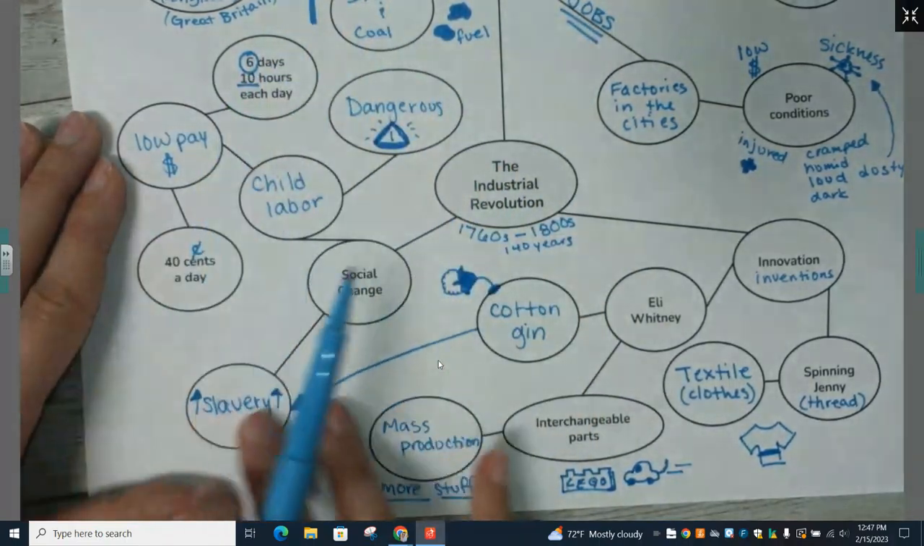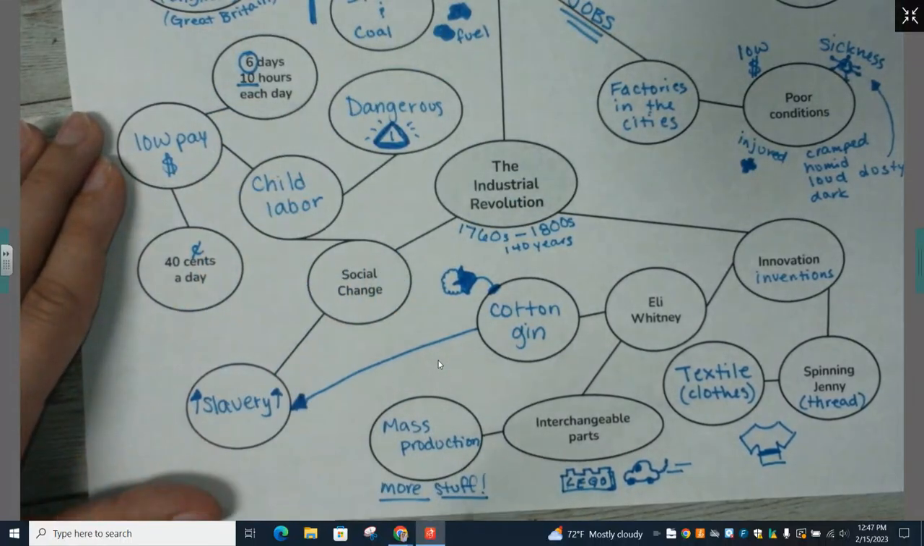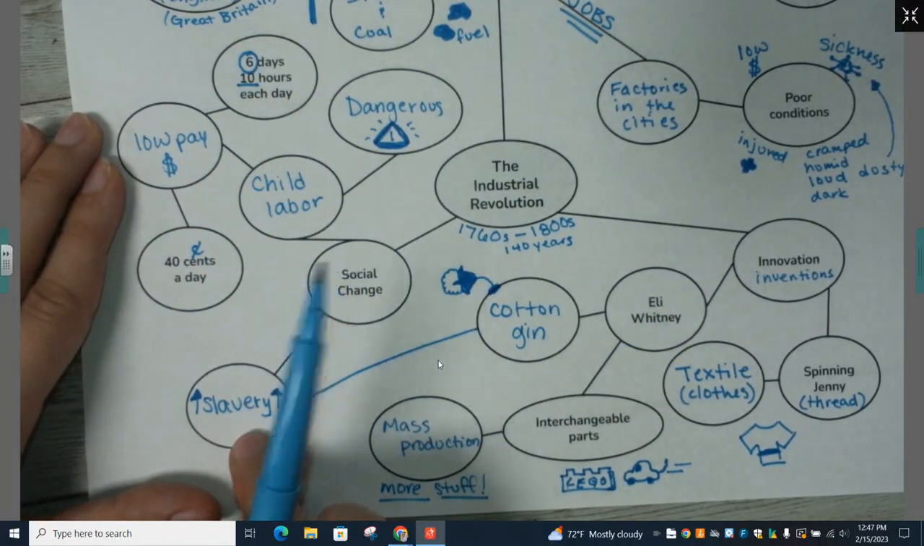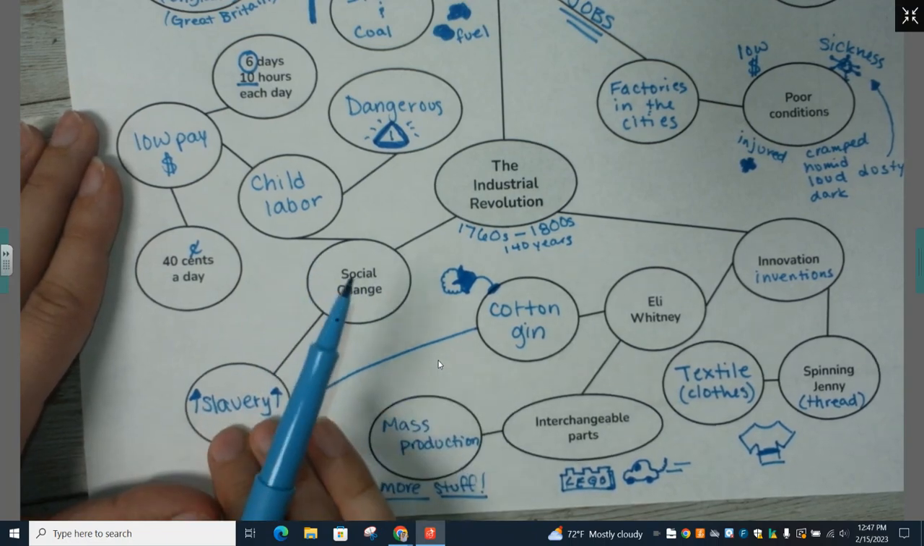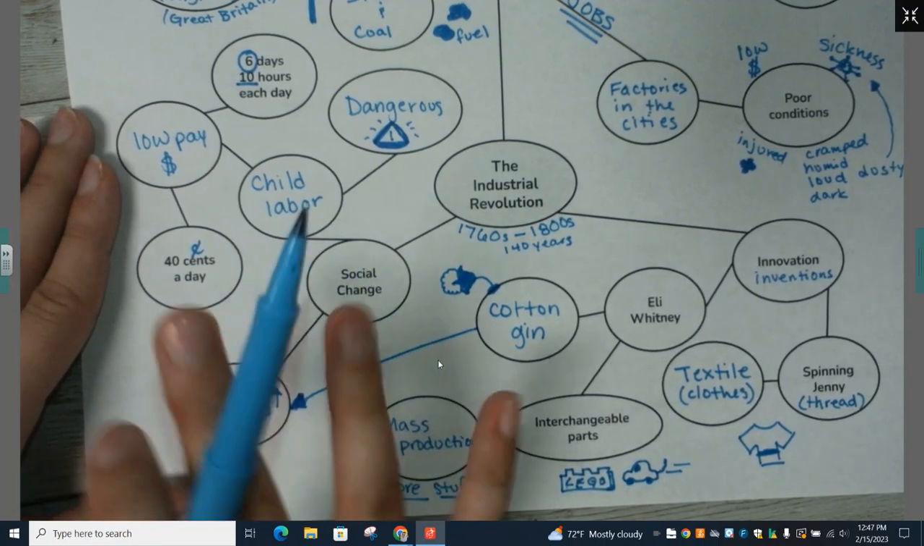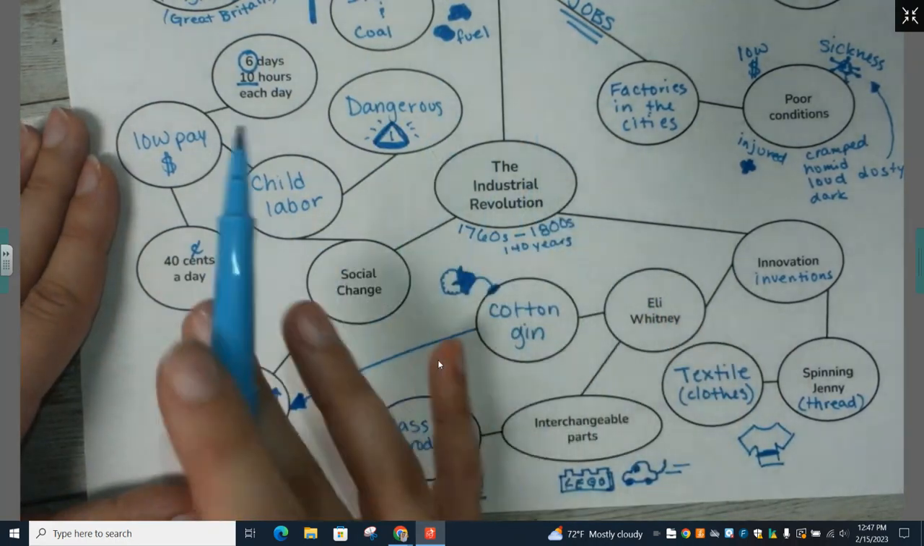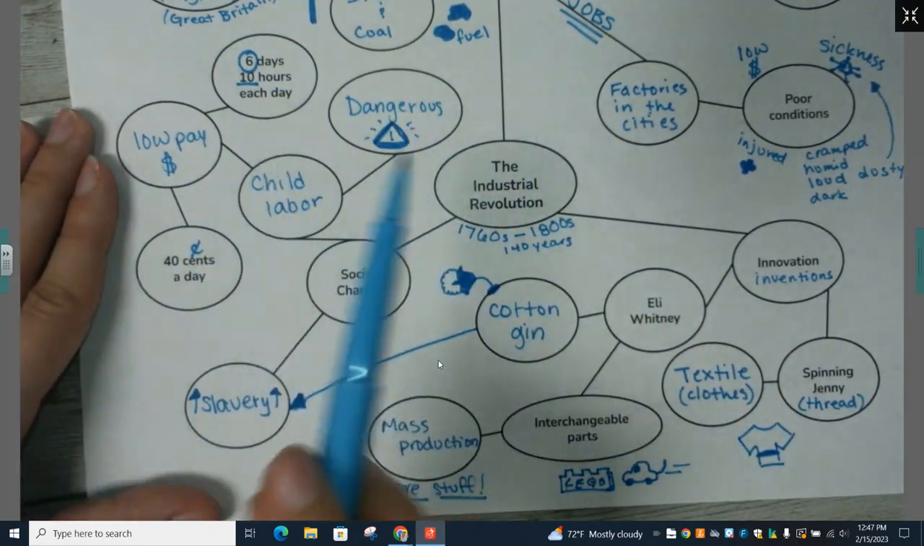So this time period really did lead to a bunch of changes in society. So even though the cotton gin did lead to a lot of slavery, this time period also made it very clear that slavery was not a good thing. And that's what eventually led to the Civil War in the United States. But you will learn more about that next year.